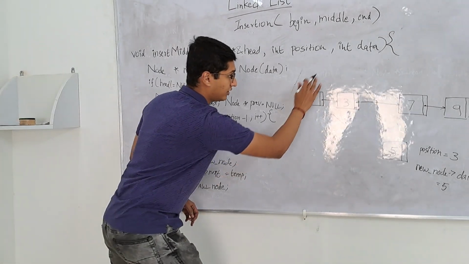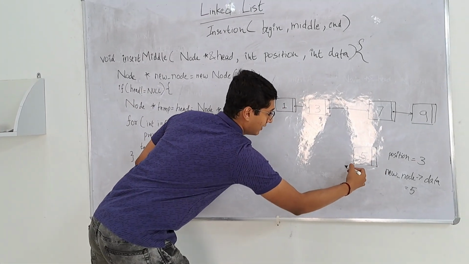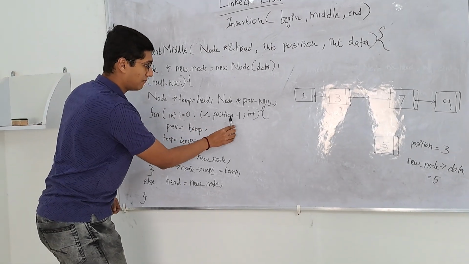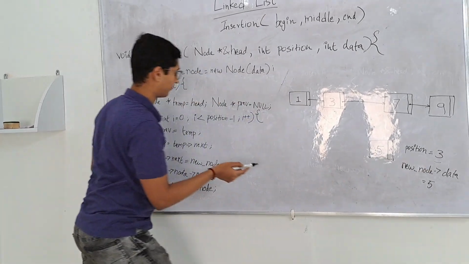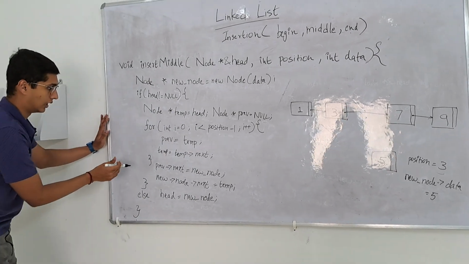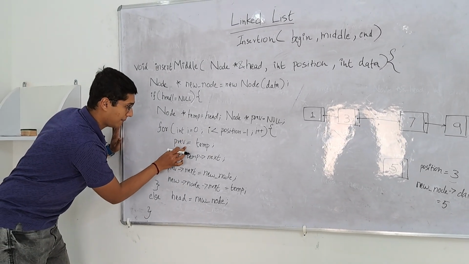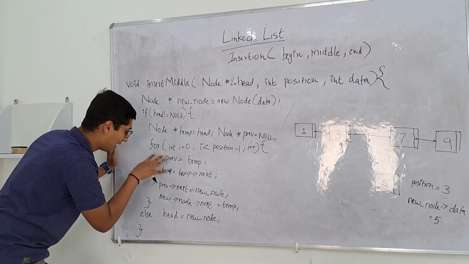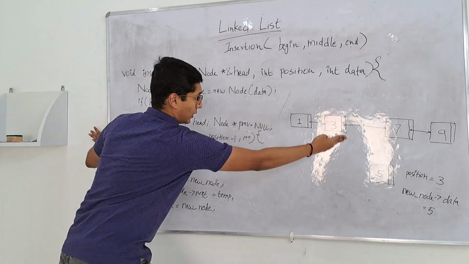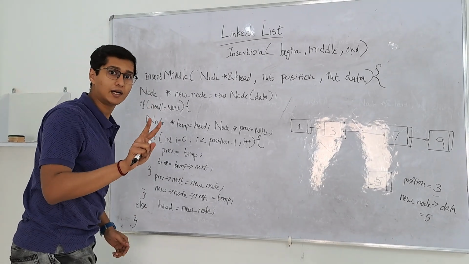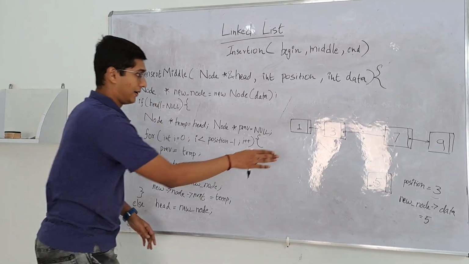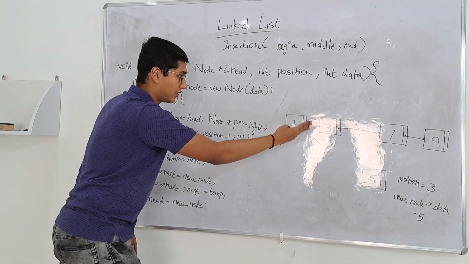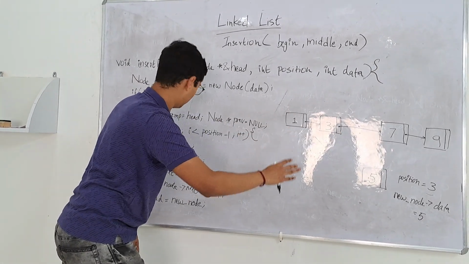Now I need to traverse till the point where I want to insert my element. So integer i equal to 0, i less than position minus 1, where position is 3, and i plus plus. Now prev, I'll make my prev the temporary variable, which is here, and I'll pass my temporary variable to the next variable. In this way I am keeping track of two linked list elements. Prev will hold the previous linked list element, and the temporary variable at the end of each iteration of the for loop will move to the next node.